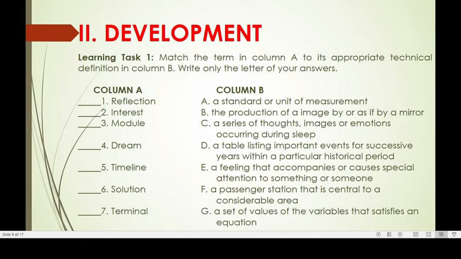For the second phase of our episode, we have development. Based from your weekly home learning plans, we have Learning Task 1. The direction is match the term in column A to its appropriate technical definition in column B. You have to write only the letters of your answers on your answer sheets.